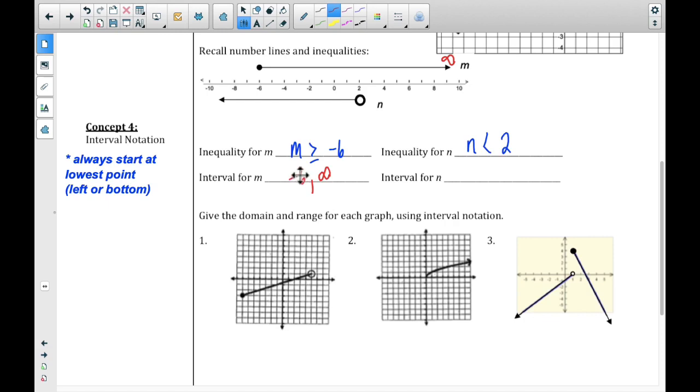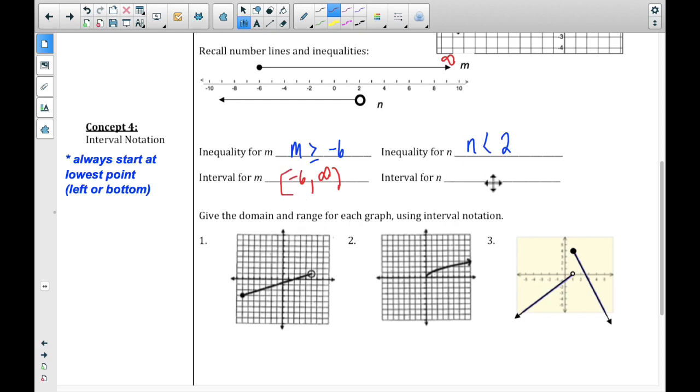Then we're going to put a square bracket on our negative 6 because it's a solid dot. And we're going to put a rounded parenthesis on the infinity because it never actually gets there. The parentheses mean it never gets there. The squared off means it does touch it.